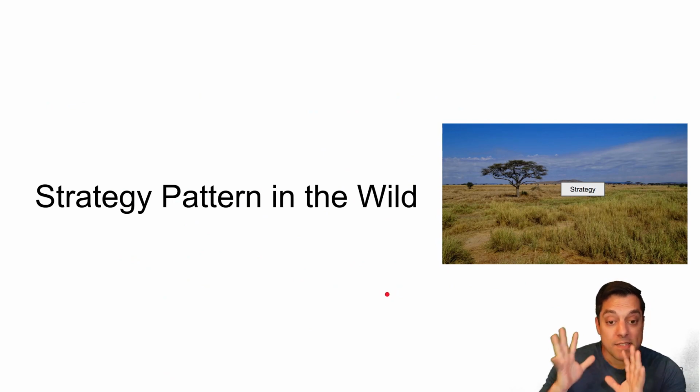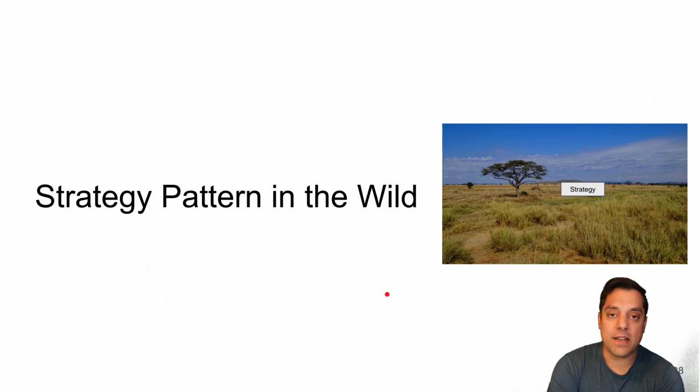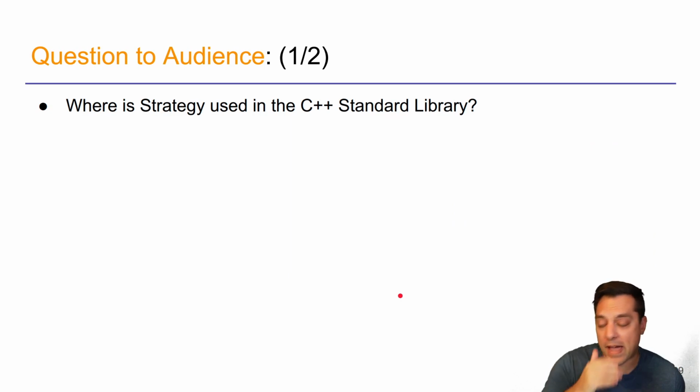Okay, so let's see if we could try to identify it in the wild. And as mentioned, in the next video, so make sure you stay subscribed, of course, we will implement the strategy pattern from scratch. Again, it's not a crazy or hard pattern to use. In fact, maybe you've identified some places in the C++ standard library where it exists. So pause and think about that for a moment.